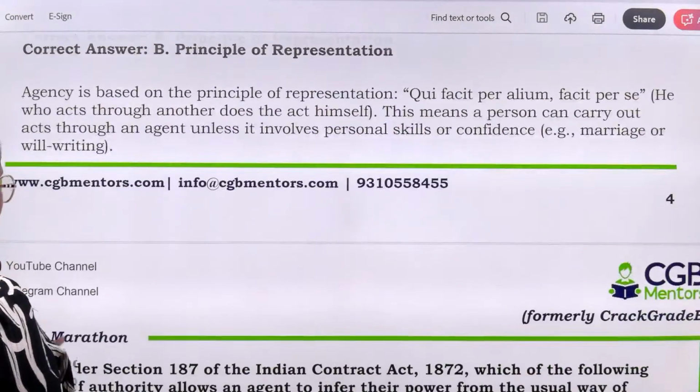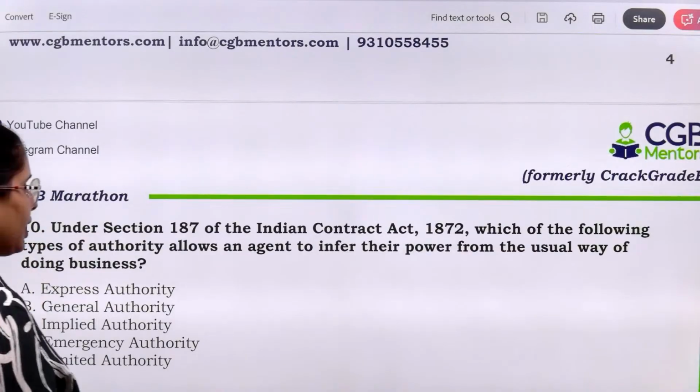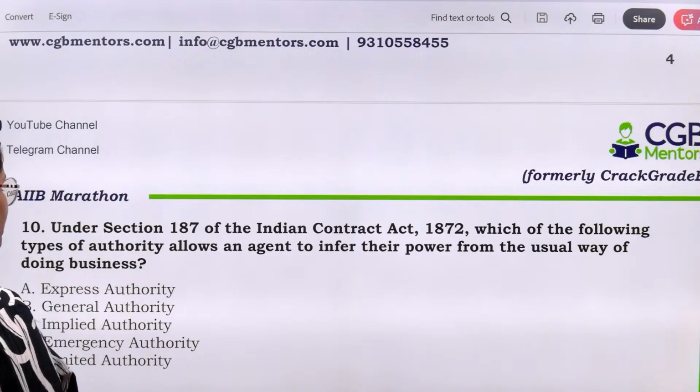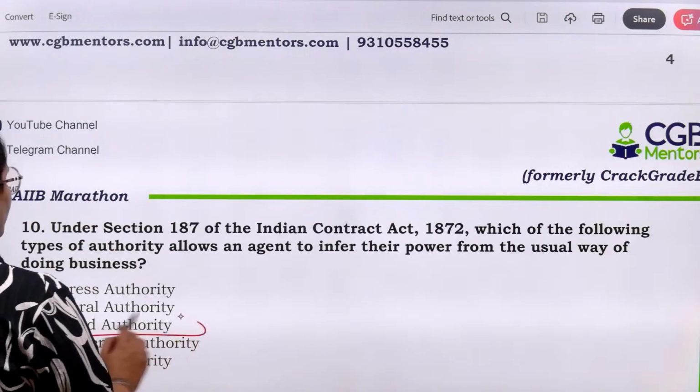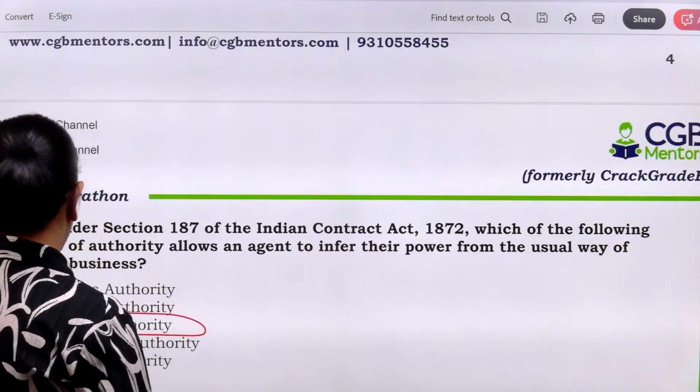Next is, under section 187 of the Indian Contract Act, which of the following types of authority allows an agent to infer their power from the usual way of doing the business? So, it is implied authority with the agent to do the task which has been instructed to him.